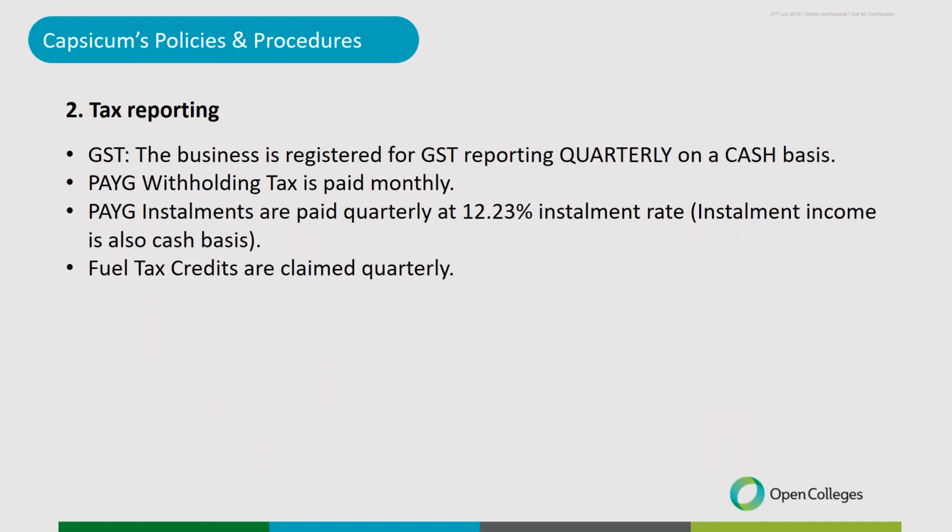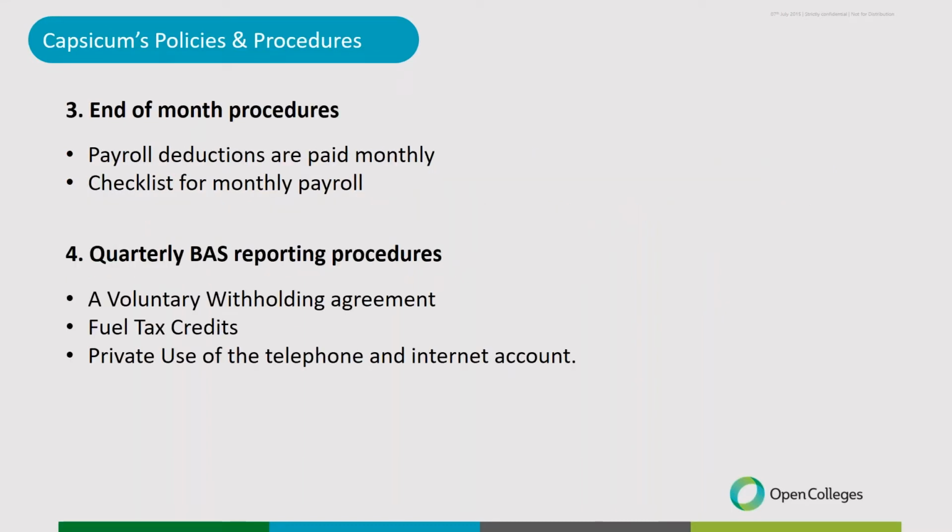Next, policies and procedures. Capsicum has tax reporting every quarter, and they will report their GST on cash basis. Pay-as-you-go withholding will be paid and reported on a monthly basis. Pay-as-you-go instalment will be paid quarterly at 12.23% instalment rate and also cash basis. Lastly, fuel tax credit is claimed quarterly as well. Maybe I am talking too fast.